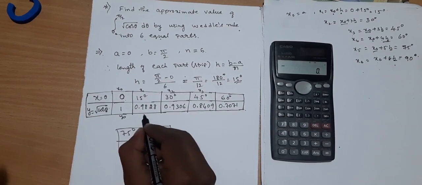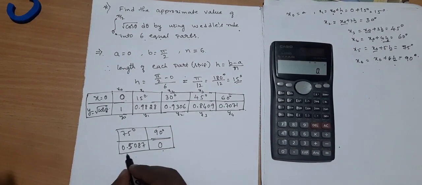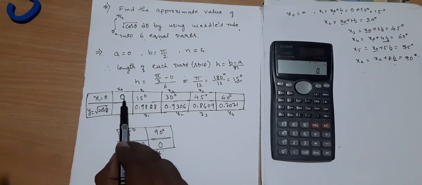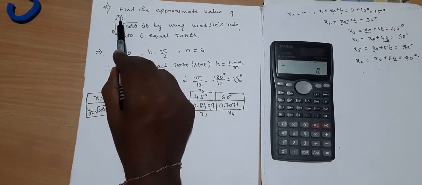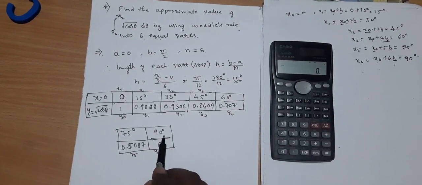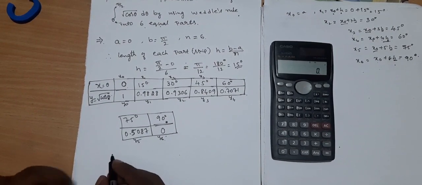So this is y0, y1, y2, y3, y4, y5, y6. Look here, it starts from 0 and here also starts from 0. Pi by 2 means 90 degrees. It ends up with 90 degrees only. Then your table is correct. Otherwise it is wrong. Now Weddle's rule formula.